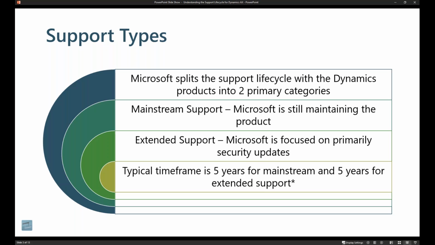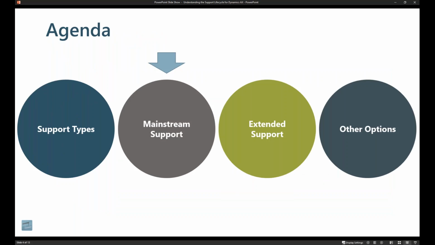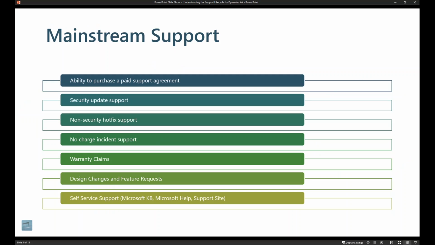The typical time frame for these support types is generally 5 years for mainstream and then 5 years for extended. This has flipped a lot in the last couple of years, where sometimes it's 10 years for mainstream, and I put a caveat or an asterisk there because there have been changes. But the typical Microsoft support lifecycle for Dynamics is 5 years for mainstream and 5 years for extended, for that 10-year mark. So what does mainstream support mean?